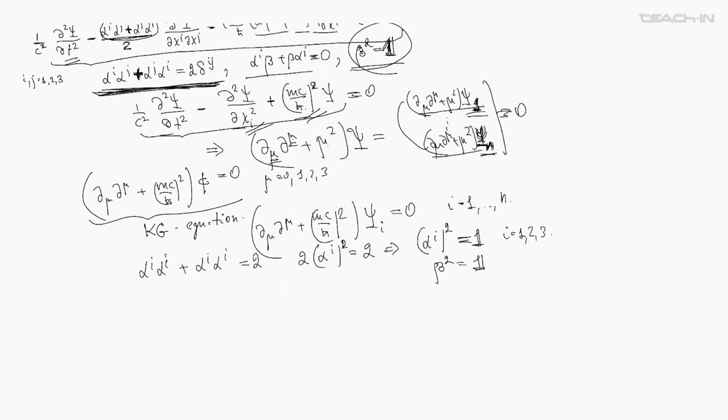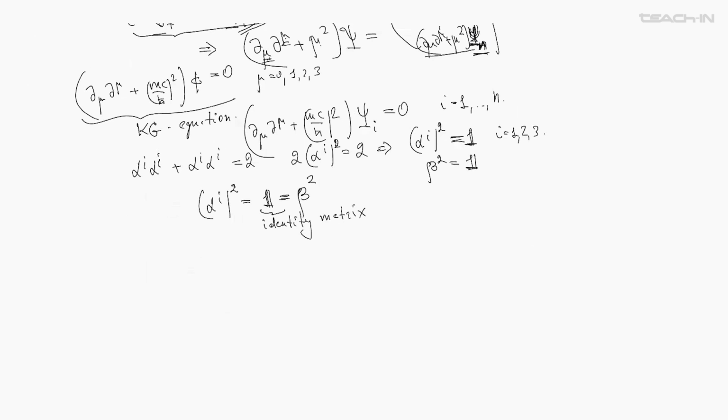Alpha I squared is equal to 1, is equal to beta squared. When I say 1, I mean the identity matrix, because alphas and betas are matrices, so the identity matrix is what they square to. This means in turn that all eigenvalues of these matrices alpha I and beta can be only plus or minus 1. So the eigenvalues of any of these matrices are plus 1 or minus 1.